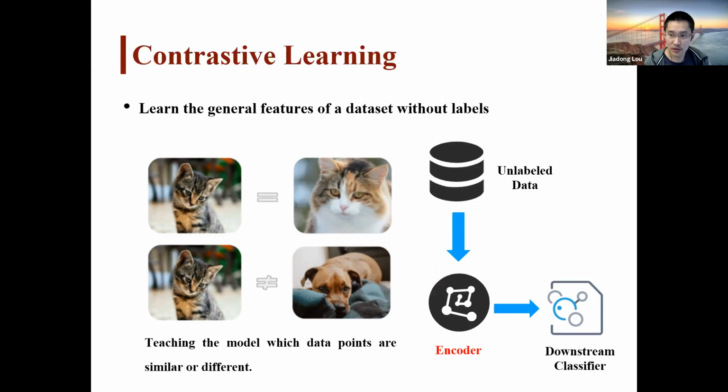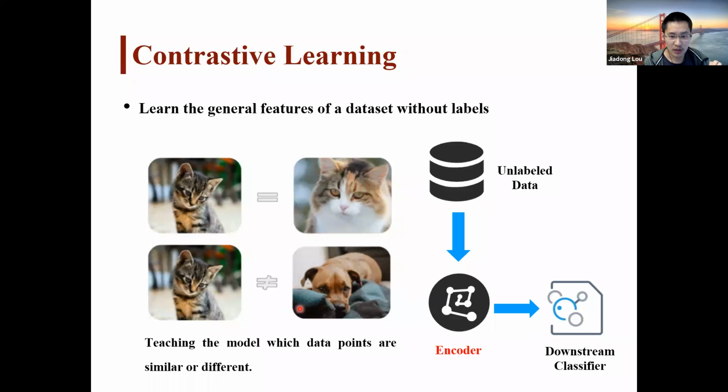Contrastive learning is a machine learning technique used to learn the general features of a data set without labels by teaching the model which data points are similar or different. For example, even though no one tells us that there are cats or dogs, we can still realize that the two cats look similar compared to the dog. By merely recognizing the similarities or differences between our references, our brains can learn the high-level features of the objects in our world.